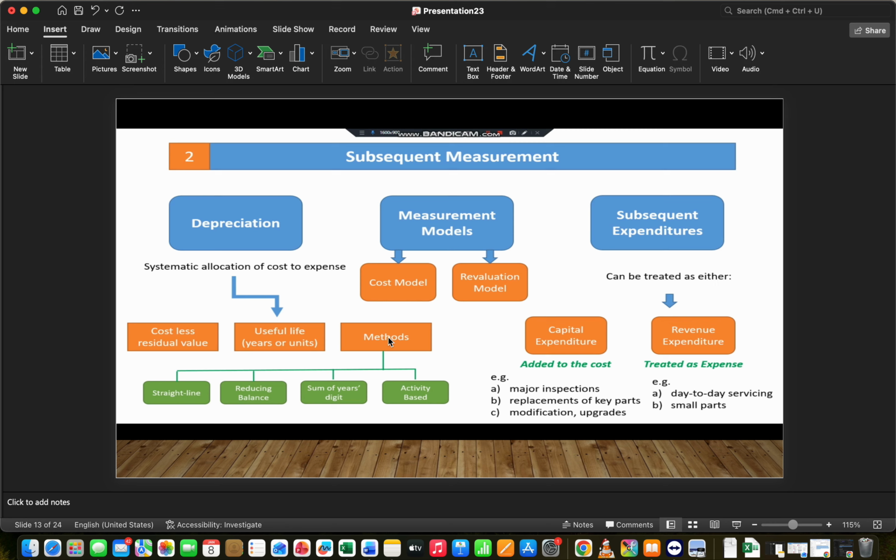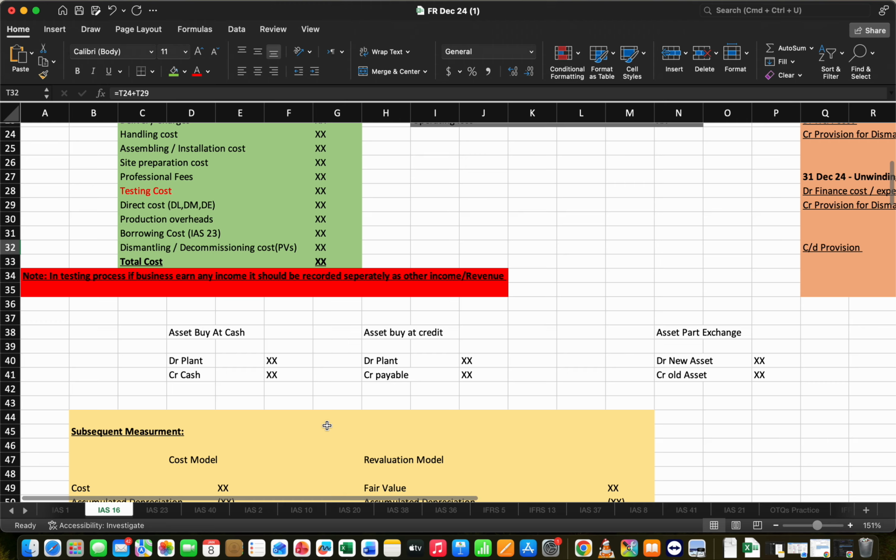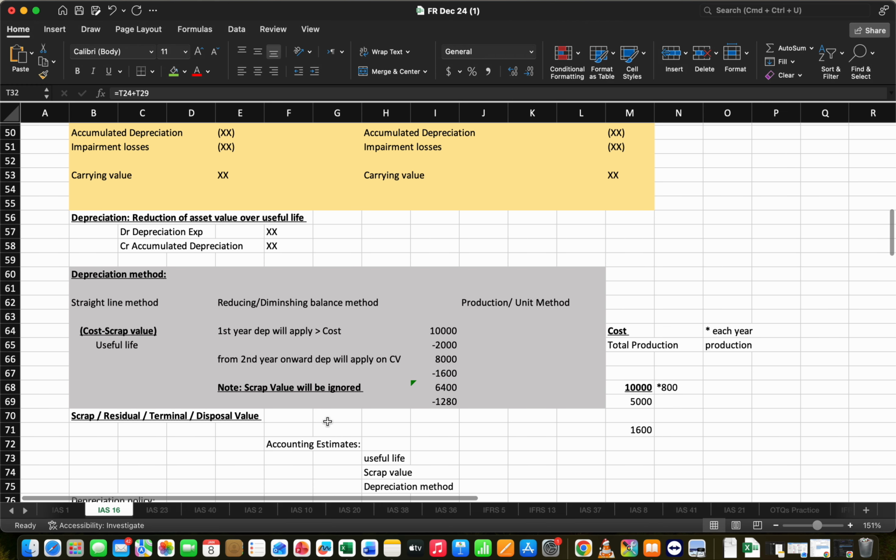Then we have depreciation. Depreciation is the systematic allocation of cost to expense. We have different models for depreciation, including straight line method, reducing balance, sum of years digits, and activity based as well. Straight line method is cost less scrap value divided by useful life. In the reducing balance method, first year depreciation will apply at cost, then from second year onward depreciation will apply on carrying value. And we have the production unit method as well.